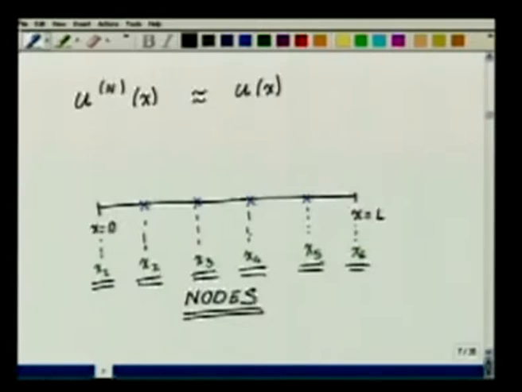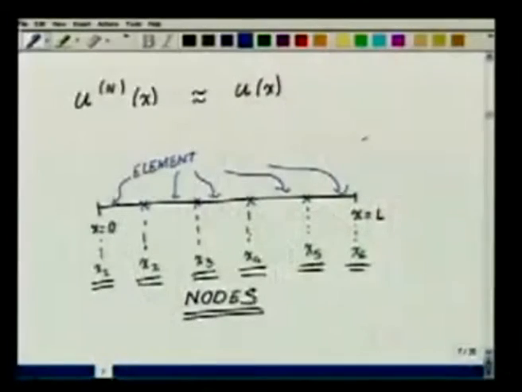And the interval in between two consecutive points is called an element. So this will be an element. This is an element, this is an element, this is an element. So here if you see, we have 5 elements: 1, 2, 3, 4, 5. 5 elements we have, and 6 nodes.